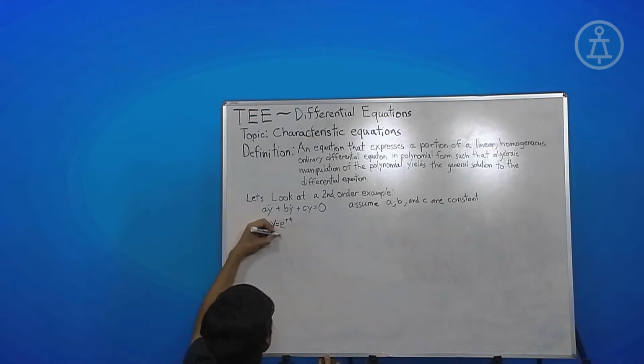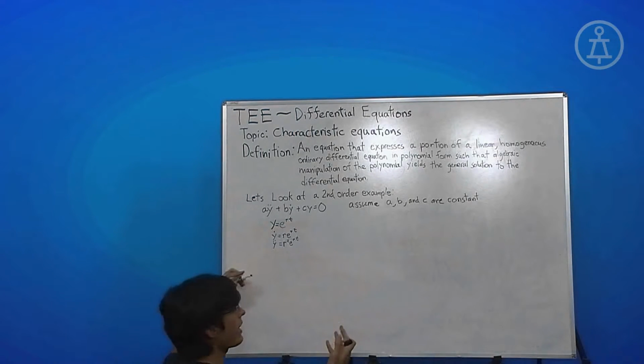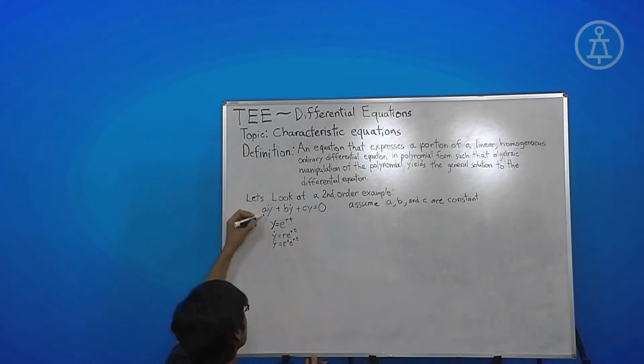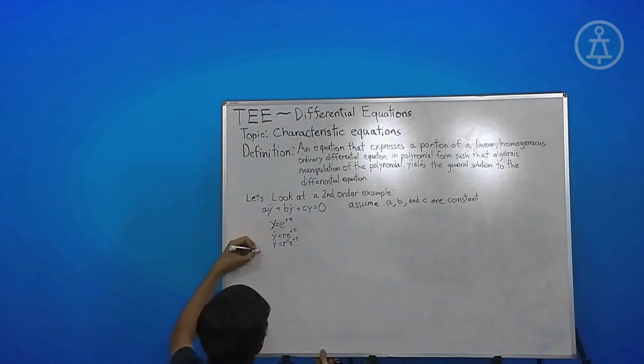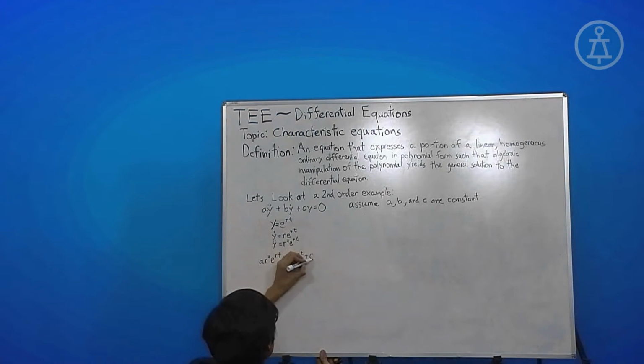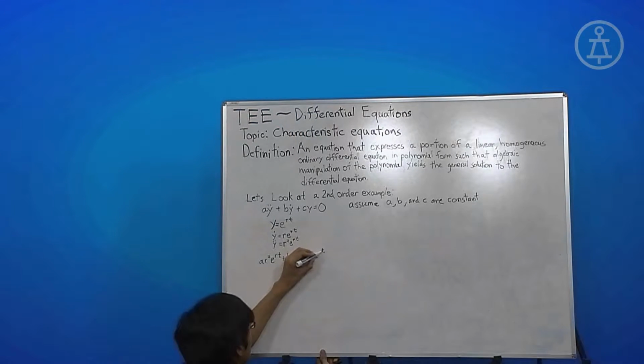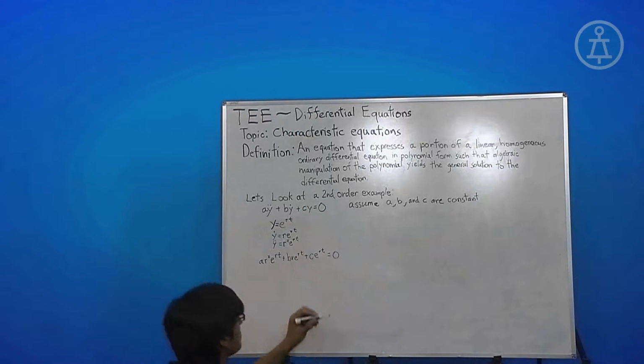So y dot should now be r e to the rt, and y double dot should be r squared e to the rt. Which means now that we have an expression for y dot and y double dot that we can substitute into the differential equation. So performing this substitution, we should get a r squared e to the rt plus b r e to the rt plus c e to the rt, all is equal to 0.